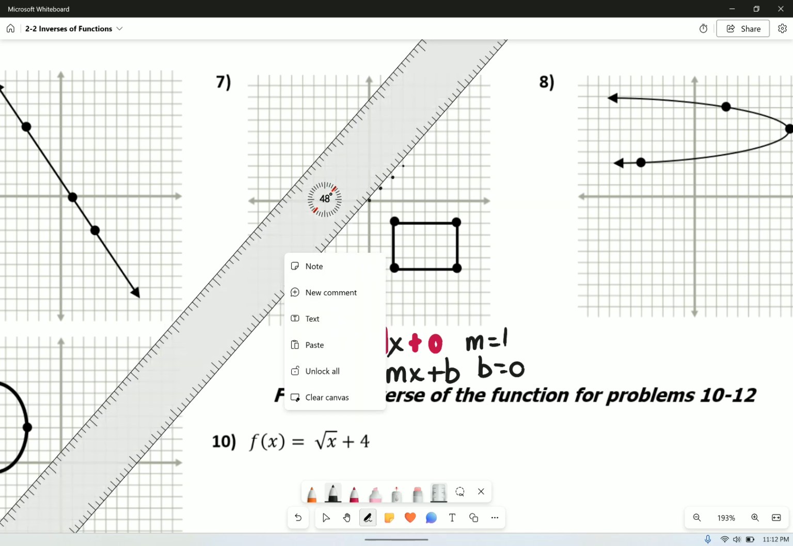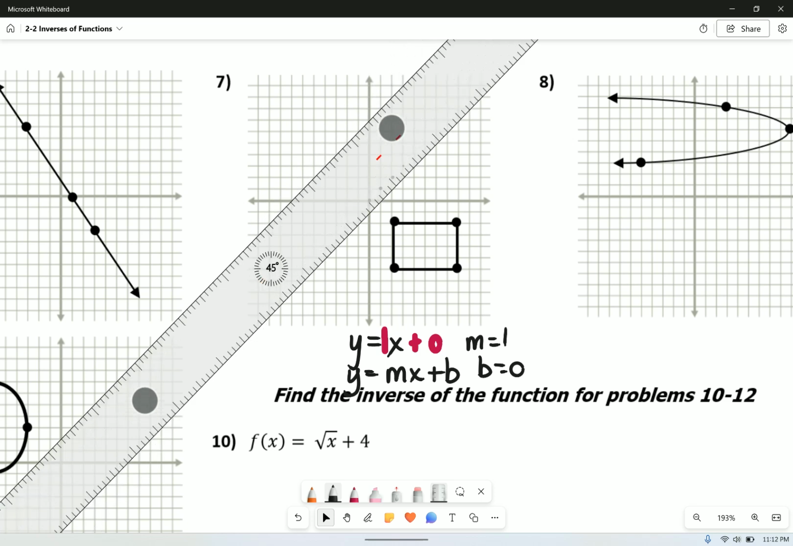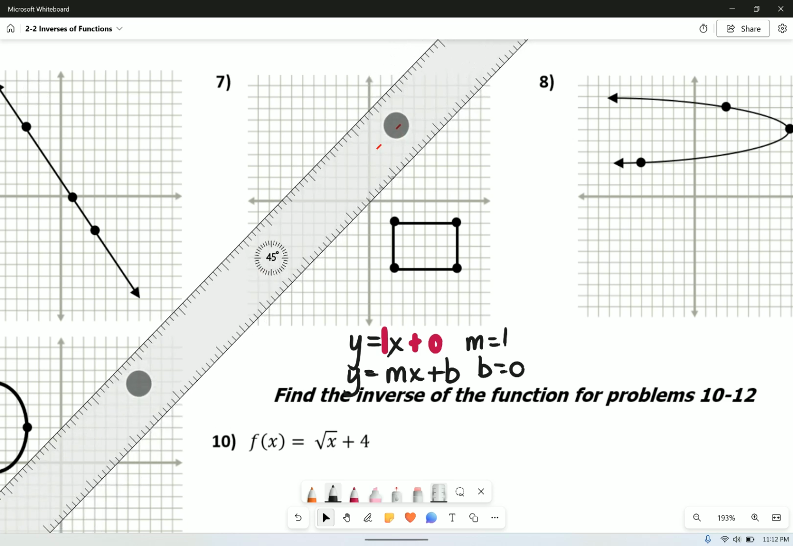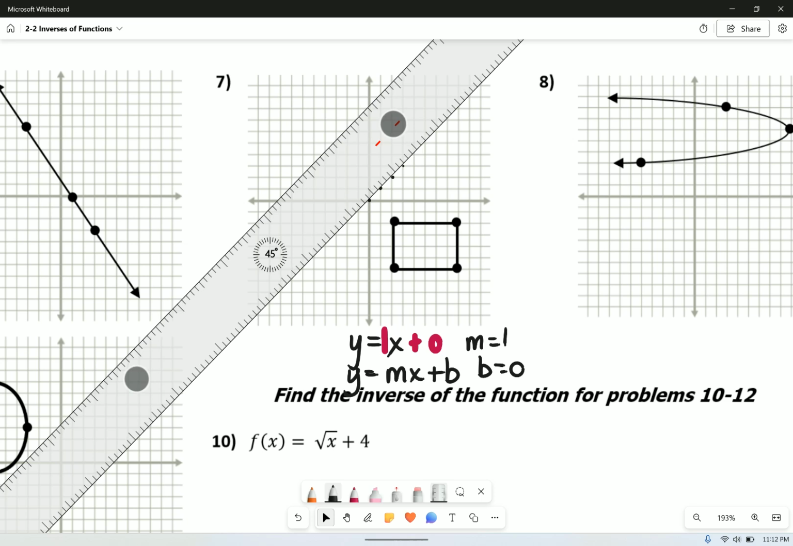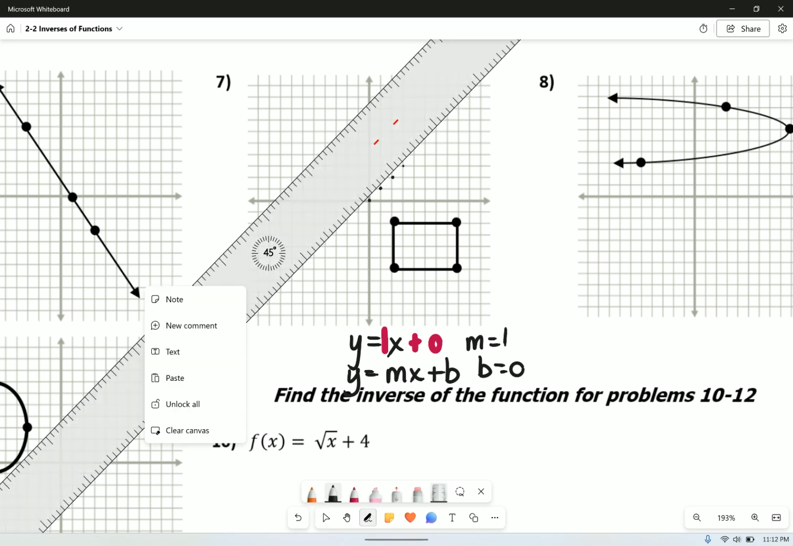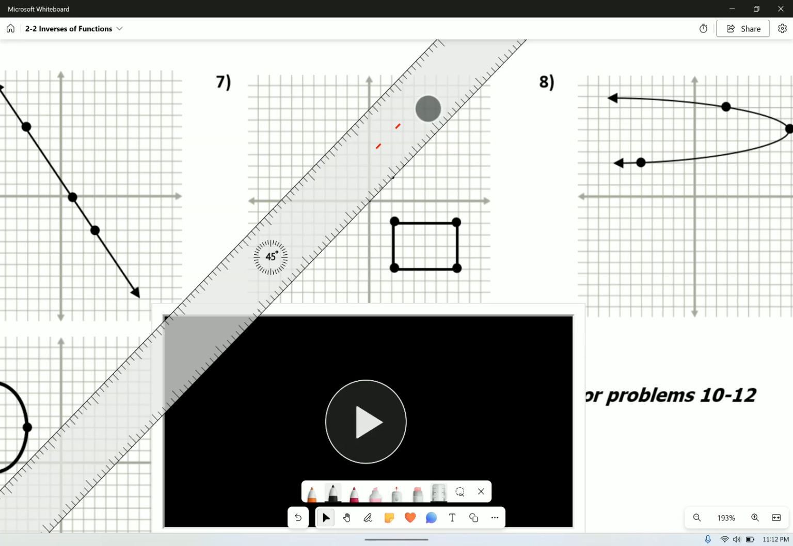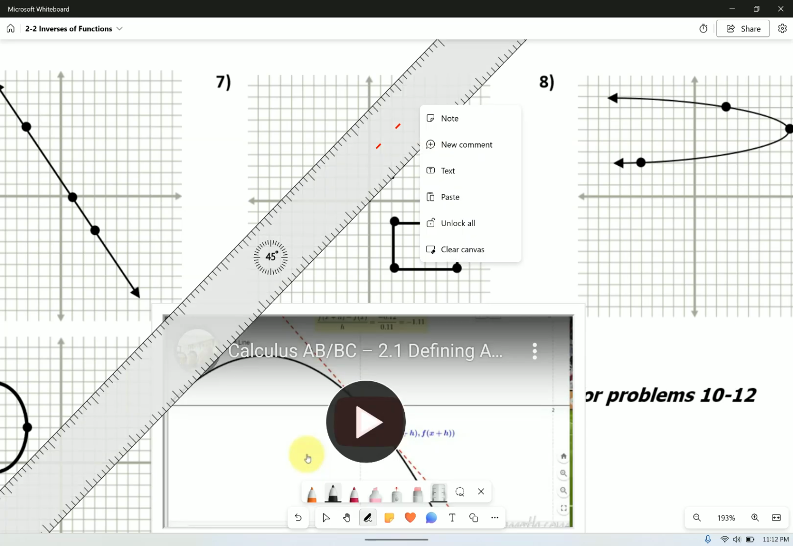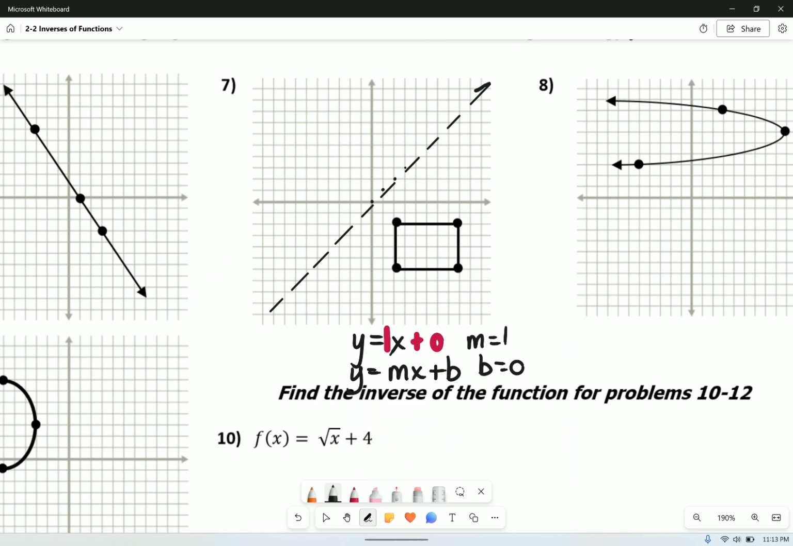And what I'm going to do, I need to put it here at a 45 degree angle. And we're going to draw this line, if I can actually draw it without shifting this ruler. Oh my goodness gracious, what's going on here? Okay, here we go. So here's that y equals x line.